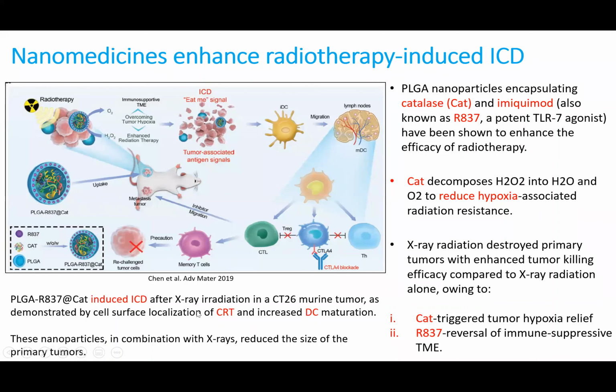Those nanoparticles, when administered into mice in a colorectal cancer CT26 murine tumor model, we noticed surface exposure of calreticulin and increased dendritic cell maturation, and this resulted in reduction of the tumor size.